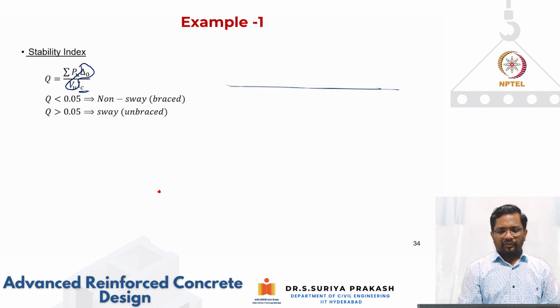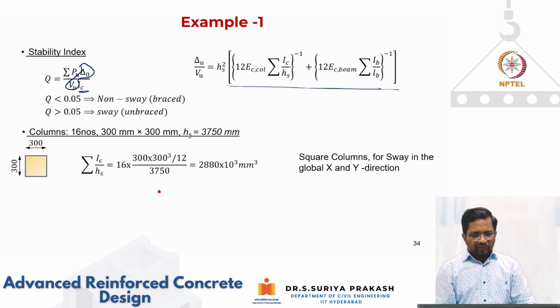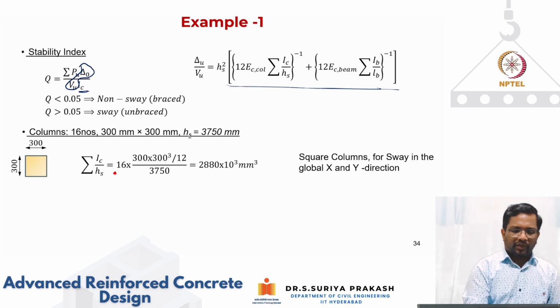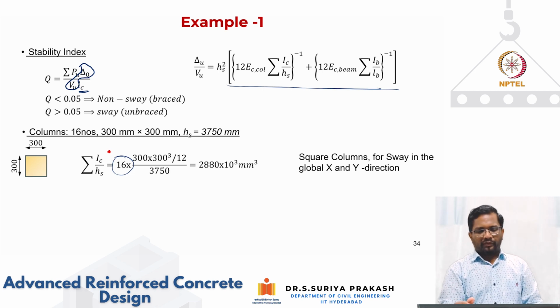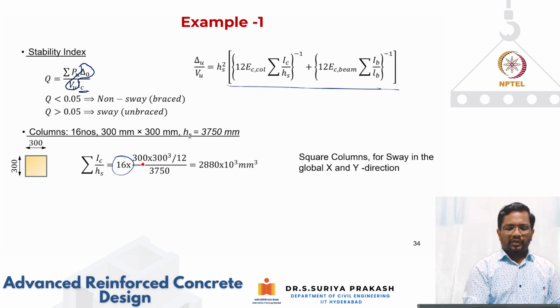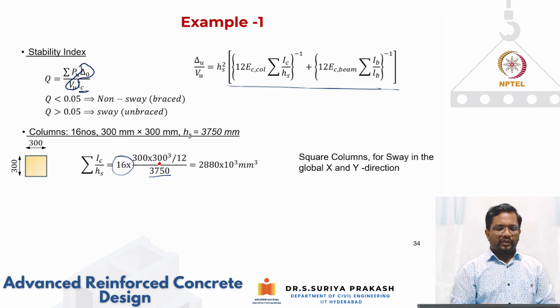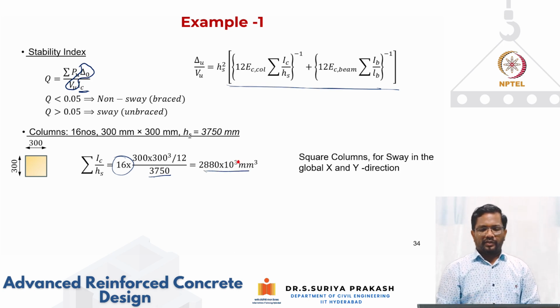So let's look at it now. We are doing it for the entire story, so you'll have 16 columns in each direction when it is bending. For square columns, the moment of inertia is BH cube by 12, 300 into 300 cube by 12, and the height of the story is 3750. When you do the summation, you get this summation of IC by HS.